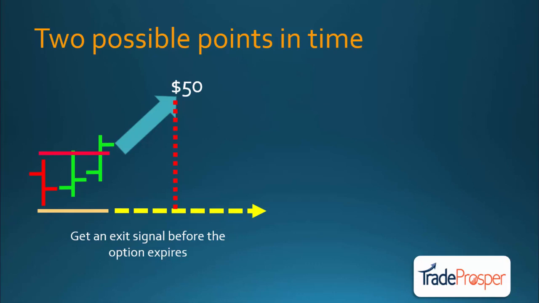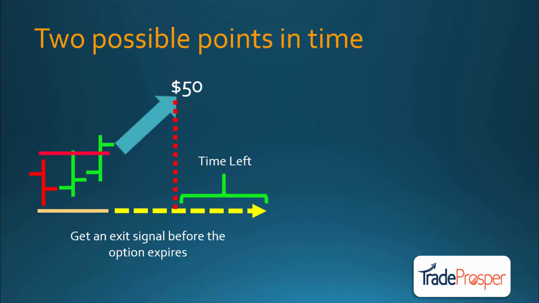One, that the movement happened while there was still some time left on the option itself. So the share price moved up to $50. We now have an exit indicator on our trend trading strategy, and we now wish to exit the trade up here. The option itself has not yet reached its expiration date, so there was some time left on the option.